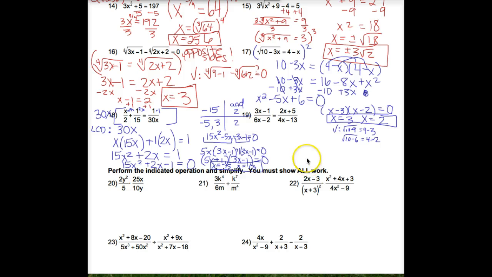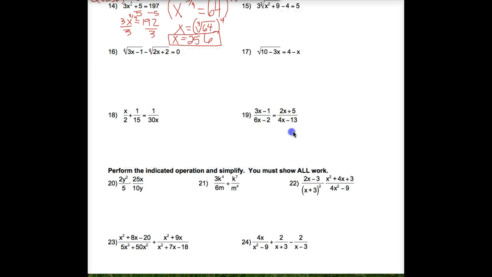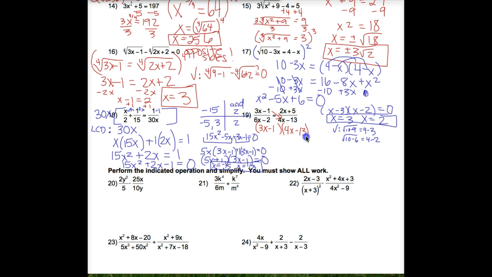All right, number 19. Remember that when you have the equations where it's just one fraction on each side, you should solve these ones by cross-multiplying because it makes a proportion. So multiply this times this, so 3x minus 1 times 4x minus 13, and set that equal to 6x minus 2 times 2x plus 5.